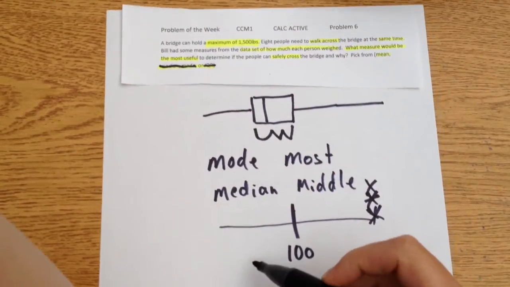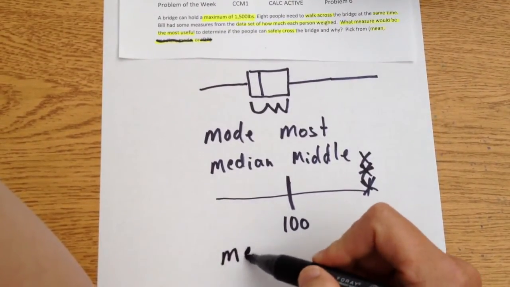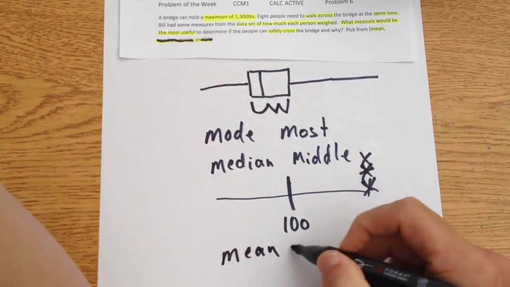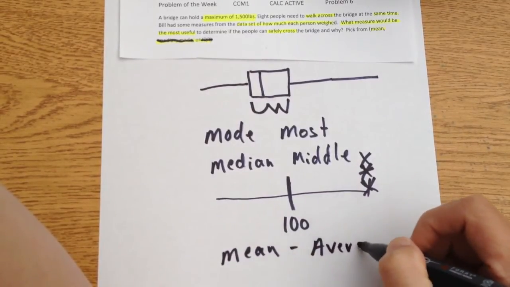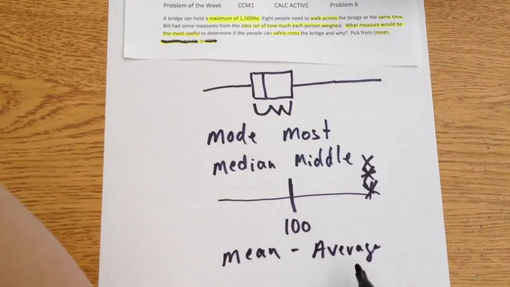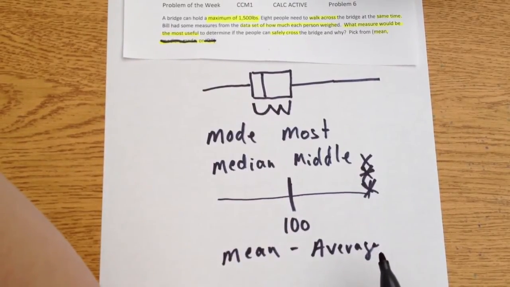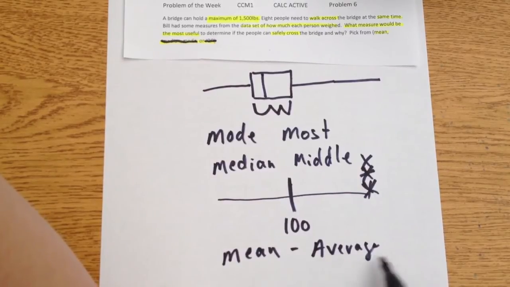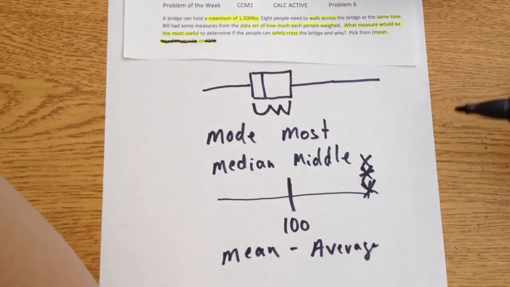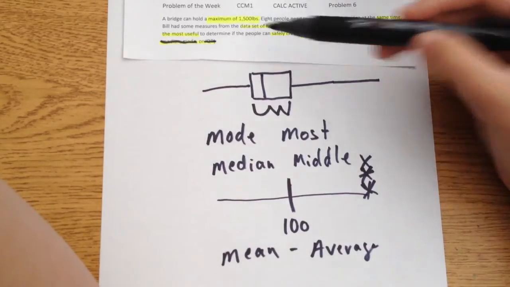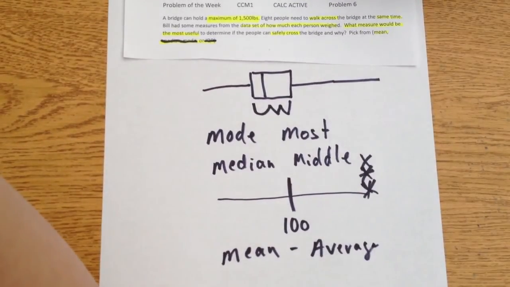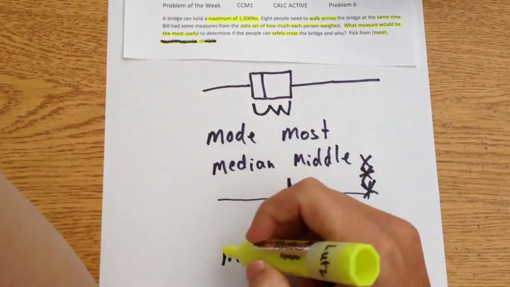So that leaves us with mean. And the mean is the correct choice. The reason the mean is the correct choice is because that's the average. So this takes into consideration the outliers. It takes into consideration the people that weigh a lot, the people that weigh a little bit. So when we find the average, that's going to give us a judgment and say, okay, each of these people's weights averaged together is an amount. And whatever that amount is, we can use that to see if they can safely cross the bridge. So the correct answer for this particular problem of the week is the mean.